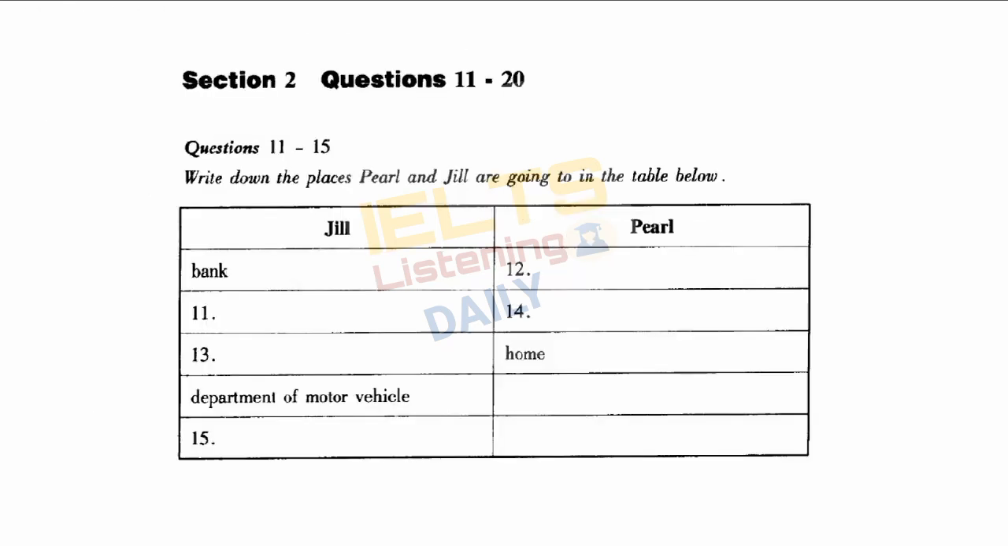Section 2. In this section, you will hear a conversation between Pearl and Jill. They have met on the campus. As you listen to the conversation, write down the places they are going to in the table. First, you will have some time to look at questions 11 to 15. Now listen to the conversation and answer questions 11 to 15.